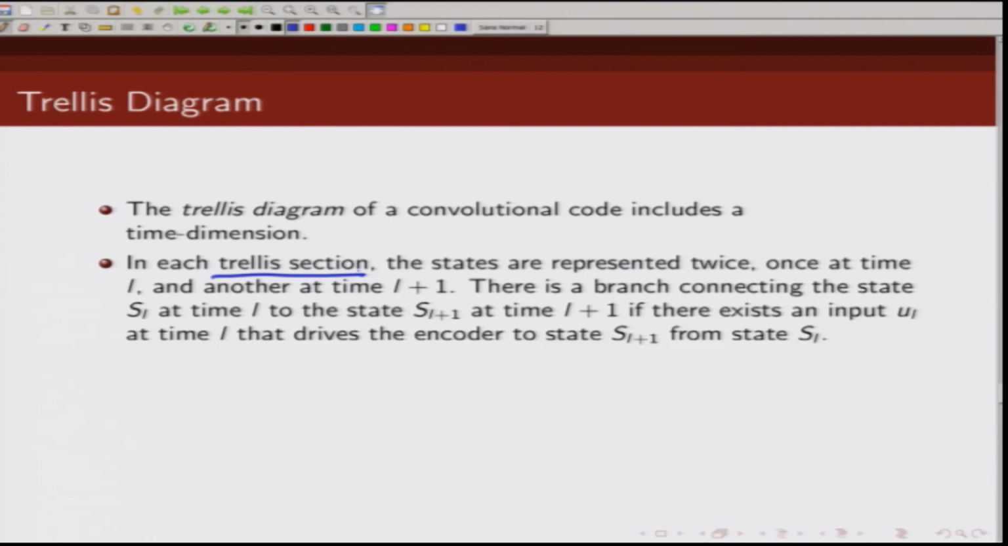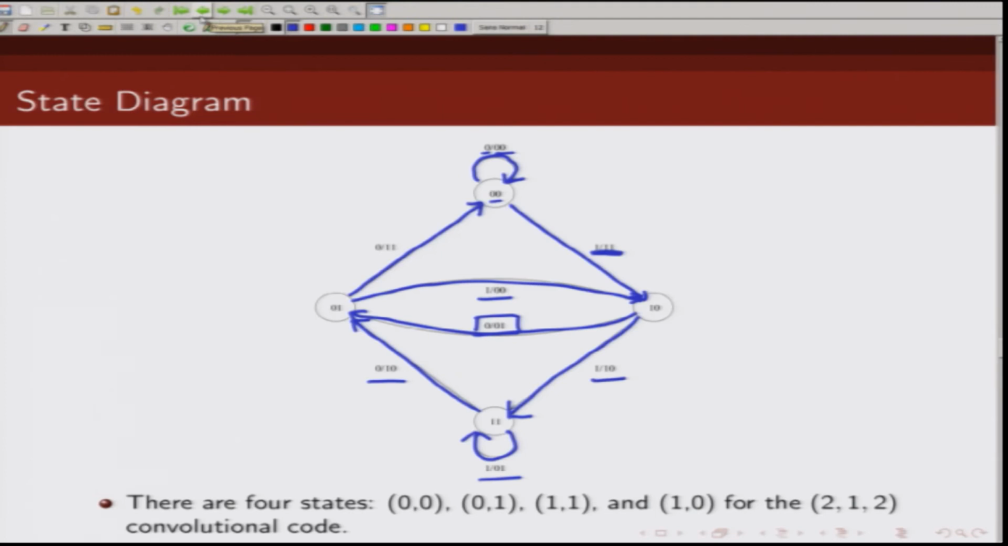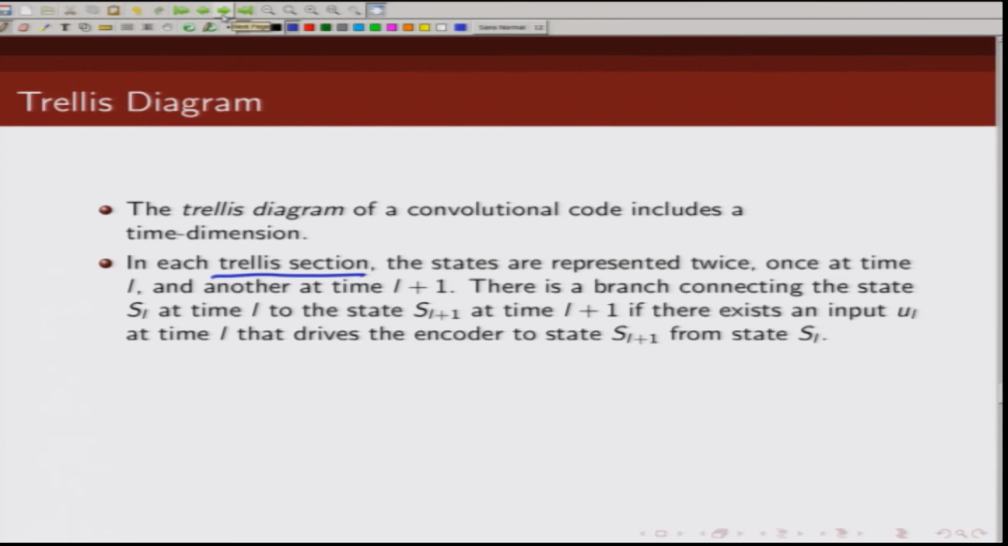In a trellis section we represent each state twice. How do we represent each state? Let us take this example. So, here we have 4 states, right. If I have to draw a trellis section corresponding to this encoder, how will I do it? What I am going to do is, I am going to write all these 4 states here, and I will write all those 4 states here.